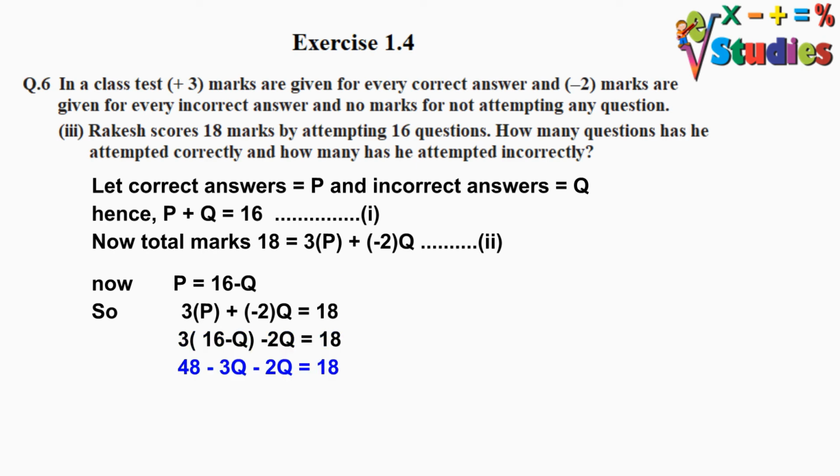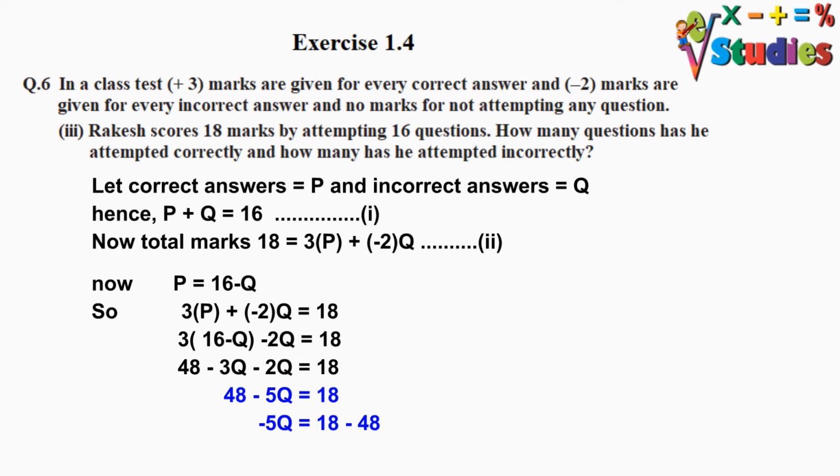Now we have to multiply 3 with 16 and 3 with Q. So 3 16s are 48 minus 3Q minus 2Q is equal to 18. Here we have -3Q and -2Q, so we can add them because they both are negative. So -3Q and -2Q will be -5Q. So 48 minus 5Q is equal to 18.